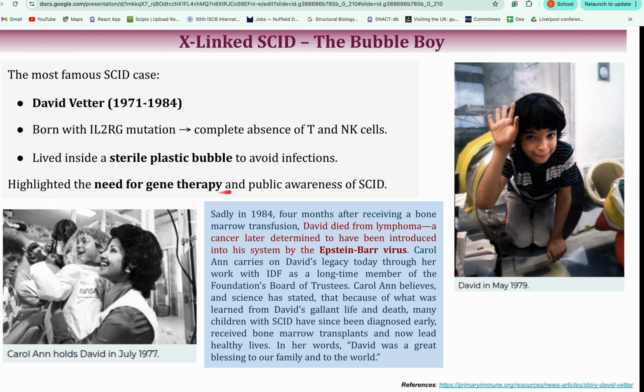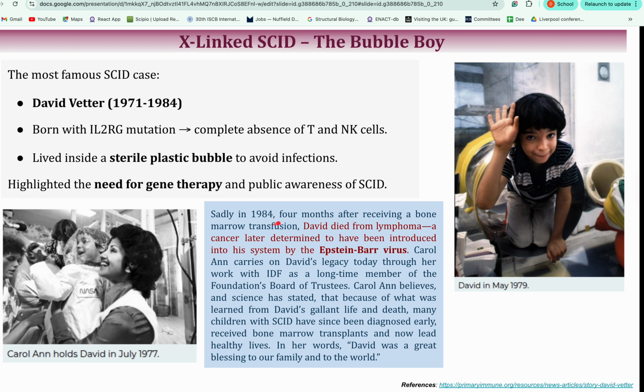This highlighted the need for gene therapy and public awareness of SCID. From here, the idea came that we need certain treatments so that we can cure these gene mutations, such as in the IL-2RG gene, and we can treat such kids.